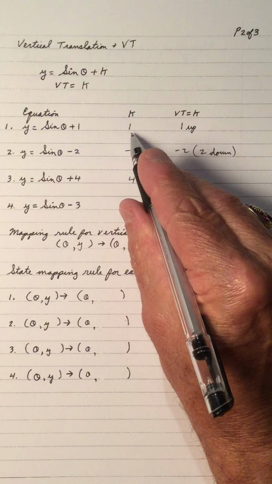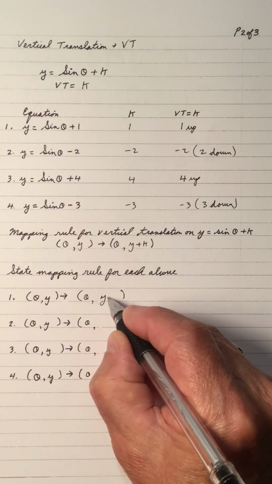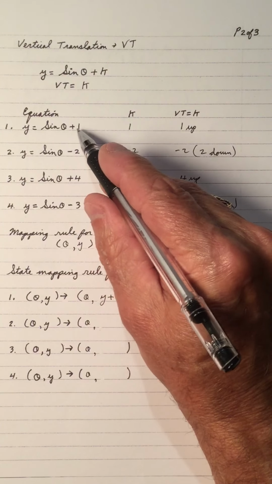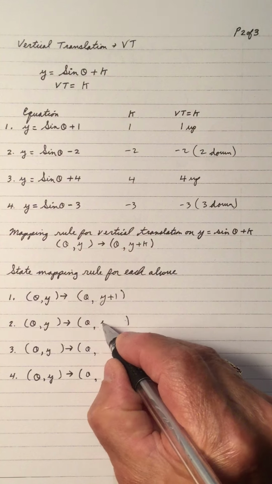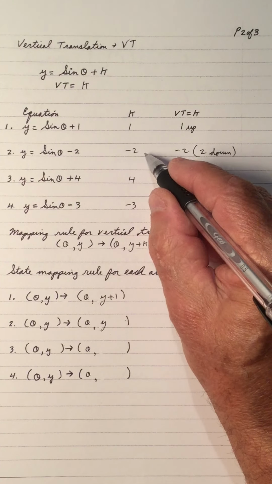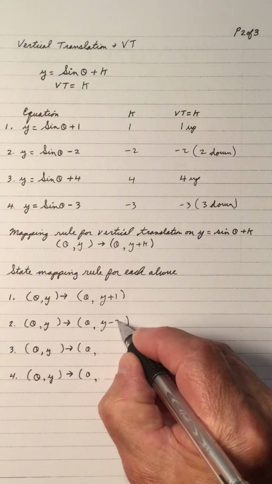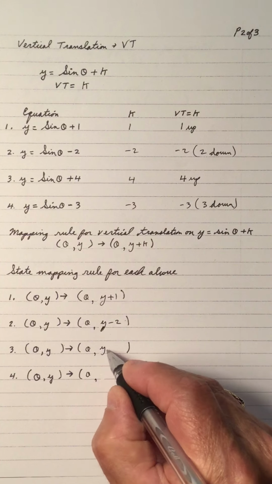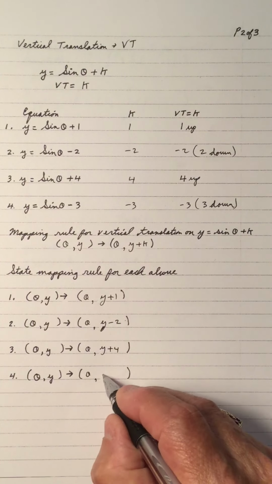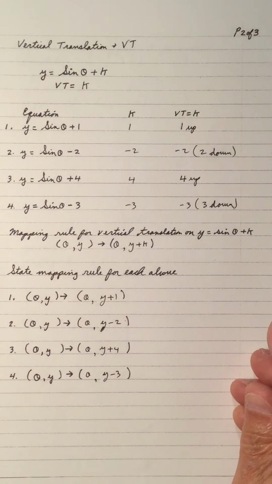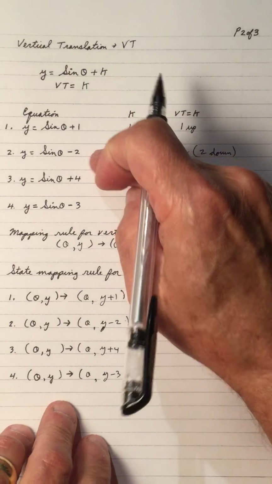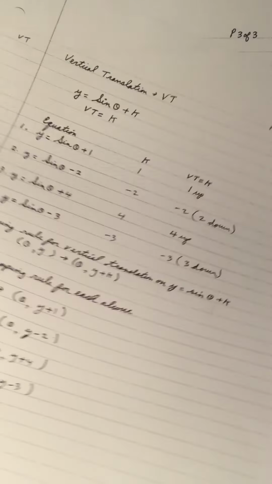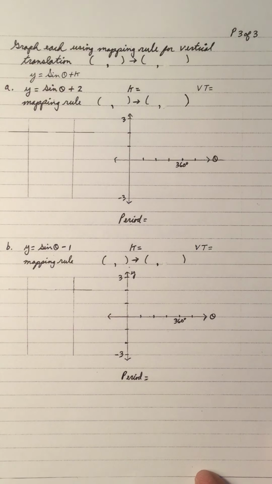So right here, k is 1, so the y values are added on 1. Notice there's no sign change. The sign stays the same, so we're adding 1. Here it's -2, so we're adding on a negative, we just subtract 2. And right here is a 4, so it's y plus 4. And right here is a -3, so it's y minus 3. So that's the mapping rule for this equation in relation to the vertical translation. So no sign change, just add or subtract the number that's on the end.